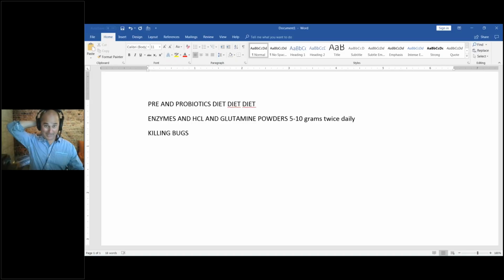So those are probably your 3 big categories. Pre and probiotics, diet, get the microbiome going. Second category, add stuff in: your enzymes, your HCl, your glutamine powders. One more thing I'll add in here, which I've had some really great results with, would be bile acids. I've had 5 or 6 cases in the last 5 or 6 months that I just knocked out of the park because I really support the person's gallbladder.